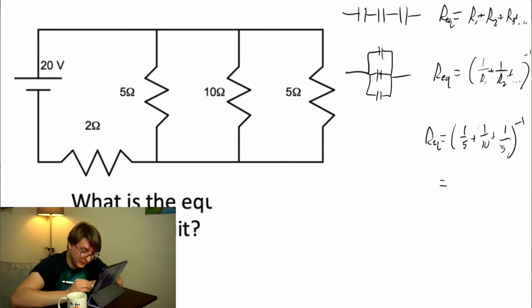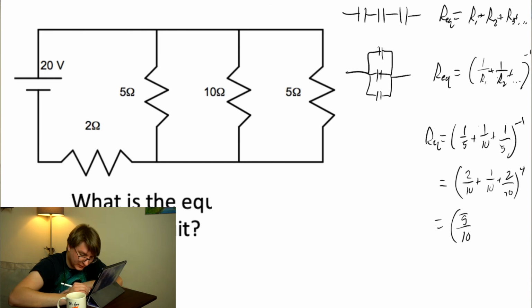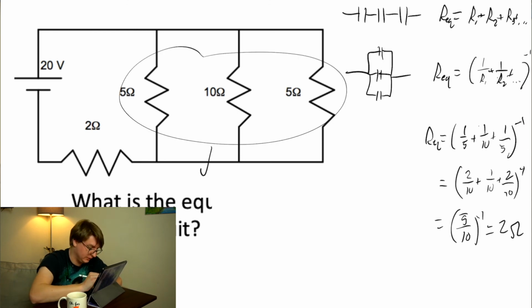So we notice we write this, we'll write all with the same base. So this is 2 over 10, 1 over 10. We're not going to use a calculator for this. We're going to do it freehand. That's going to be 5 over 10, which is actually 1/2. We flip that over. That's just going to be 2. So it's 2 ohms. These two guys together, just 2 ohms.